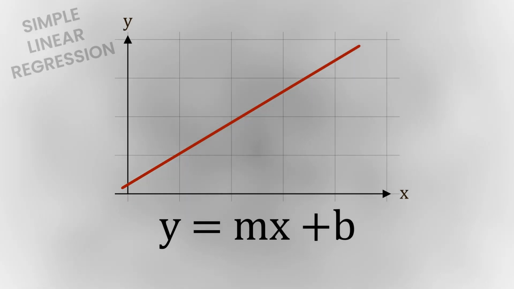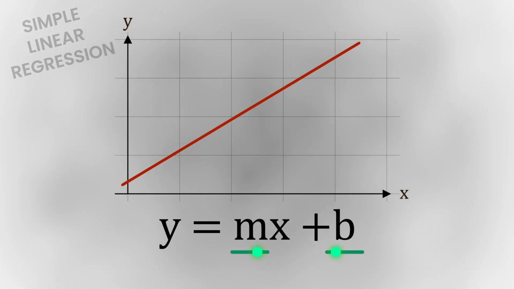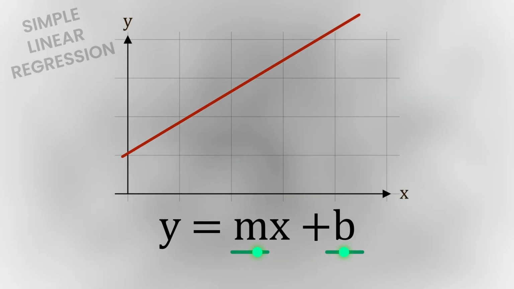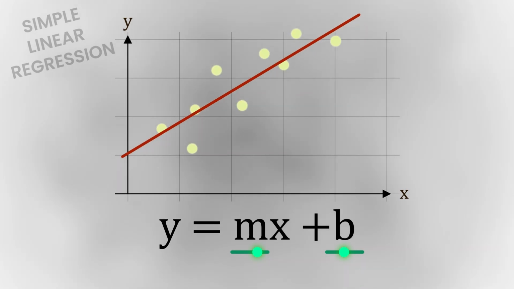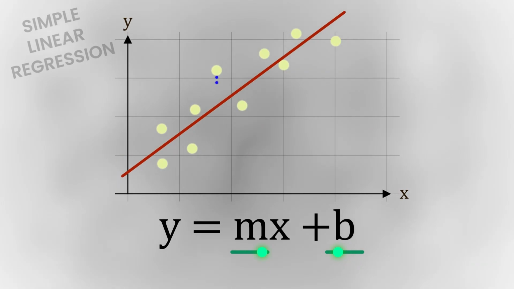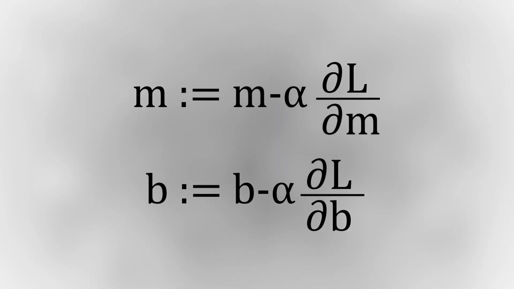Okay, back again with the question: how do we find the best fitting line? Remember how we can adjust the line by tweaking the bias and slope? Well, that's exactly what we need to do. We want to find the perfect combination of bias and slope that gives us the smallest error possible when making predictions. To do that, we use these formulas to iteratively update the parameters.